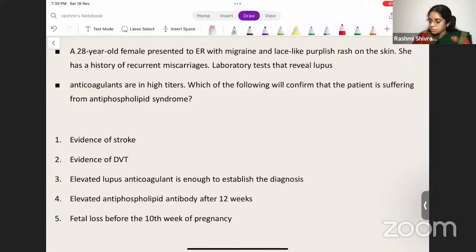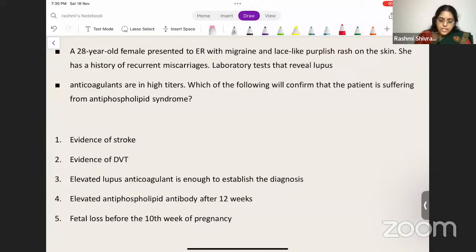Option 5. Dr. Mushir Akbar says it is option 5. Any other answers? I'll read the question once again. A 28-year-old female presented to the ER with migraine and lace-like purplish rash on the skin. She has a history of recurrent miscarriages. Laboratory tests reveal that lupus anticoagulants are in high titers. Which of the following will confirm that the patient is suffering from antiphospholipid syndrome? What is the clinching point in this?